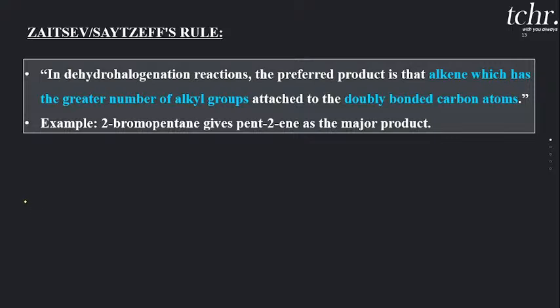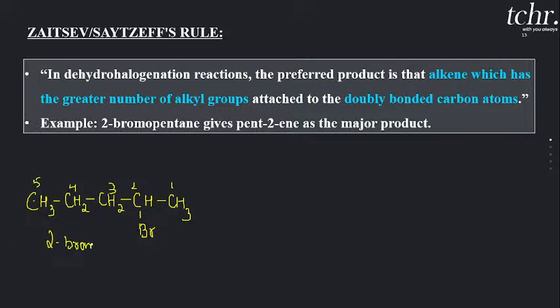2-bromopentane, how do you write it? Pentane means 5 carbon atoms, correct? So CH3, CH2, CH2, and 2-bromo means bromine is attached to the second carbon. So observe here, students, totally how many carbon atoms? 1, 2, 3, 4, 5. So it is pentane. And to the second carbon bromine atom is attached. So what do we call it? We call it as 2-bromopentane.